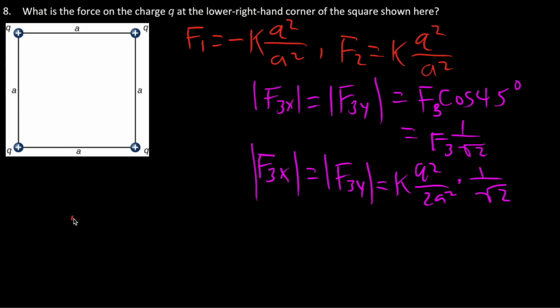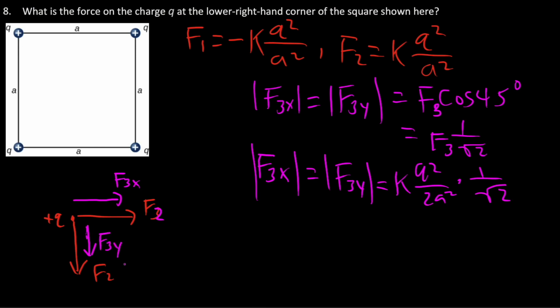So this is the positive charge. It receives a downward force of F2, a horizontal force of F3x. Oh, sorry, here is F2, I'm sorry. And a downward force of F3y. So you can calculate the x component of the force and the y component of the force.